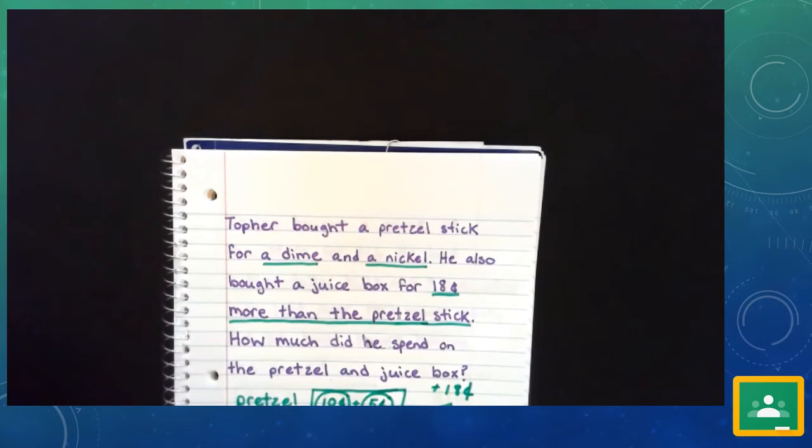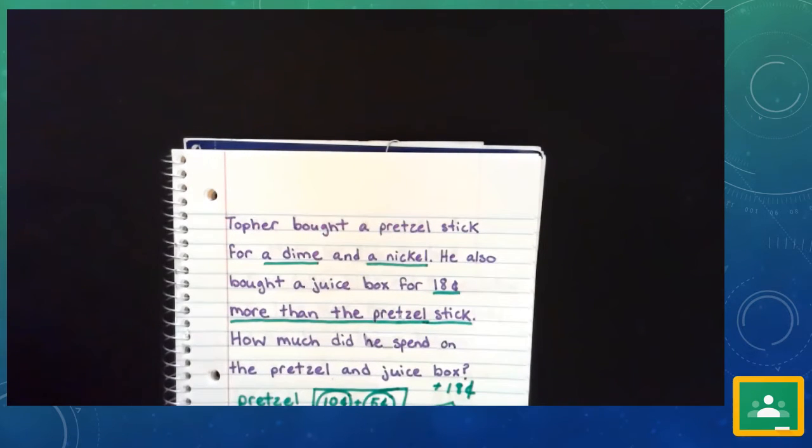Topher bought a pretzel stick for a dime and a nickel. He also bought a juice box for 18 cents more than the pretzel stick. How much did he spend on the pretzel and juice box?